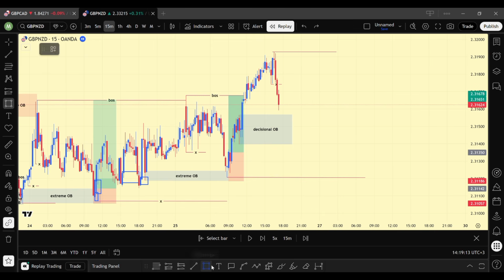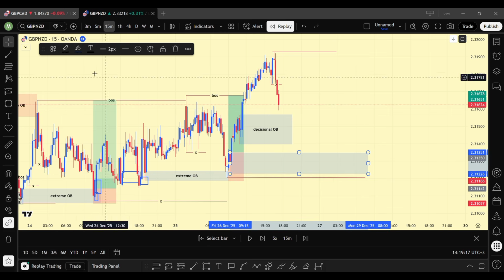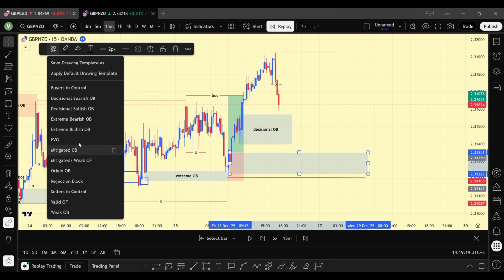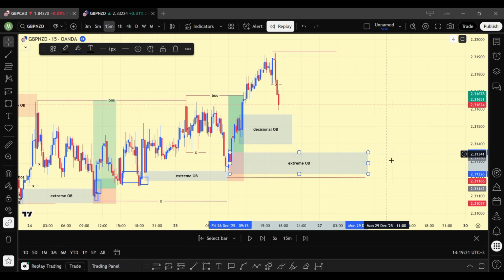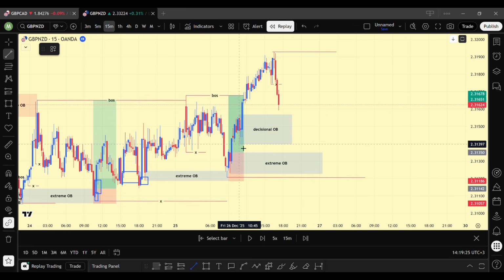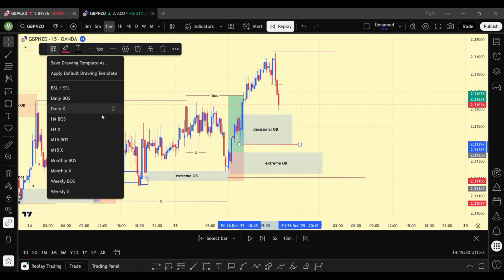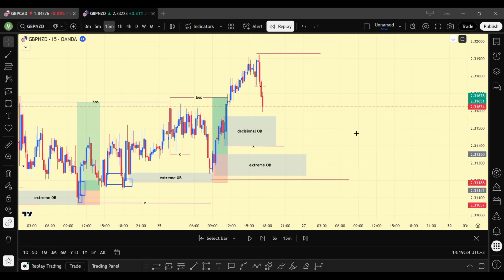And of course the extreme, it will be this one here. So this one here makes the extreme OB, and I'll be using this, of course, extreme bullish OB exactly right there. And the engineering liquidity, of course, is none other than this one here. So that's our engineering liquidity. Okay, since we are targeting the internal highs, these ones here.